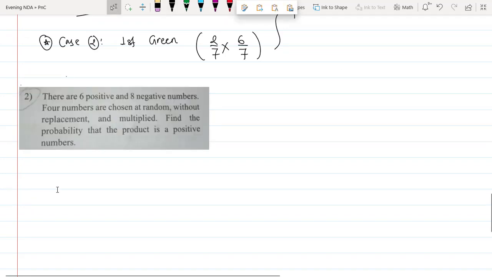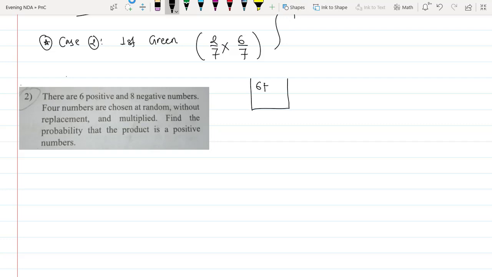So there are 6 positive and 8 negative numbers. 4 numbers are chosen at random without replacement and multiplied. Find the probability that the product is a positive number. So suppose in a box we have 6 positive numbers and 8 negative numbers. Now I want the probability that the product should be positive.